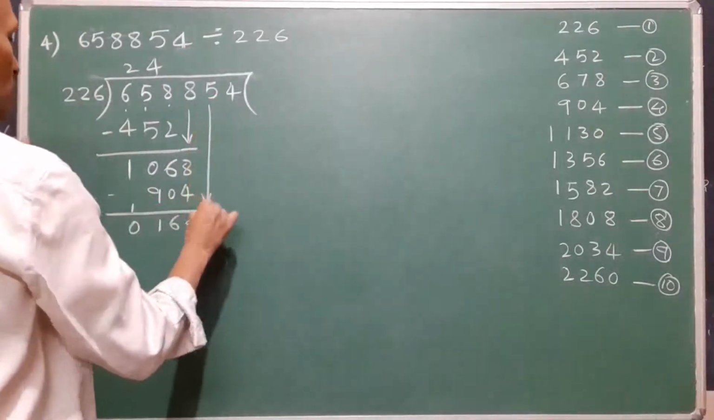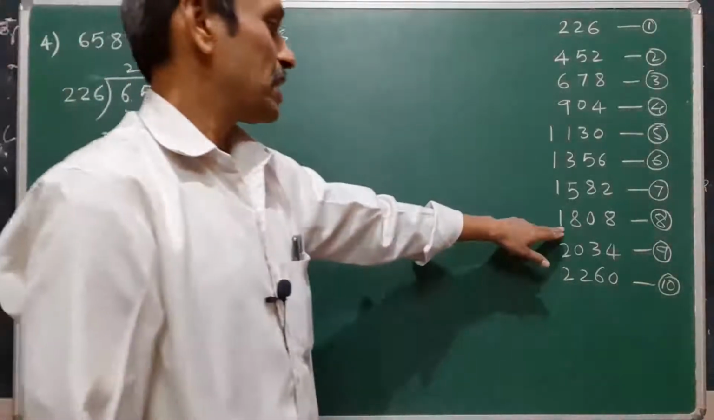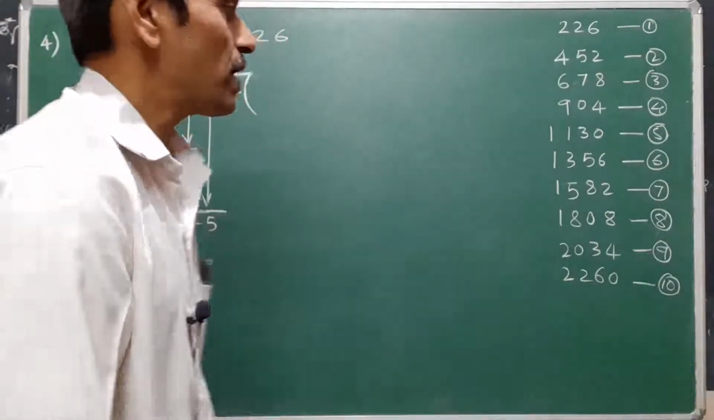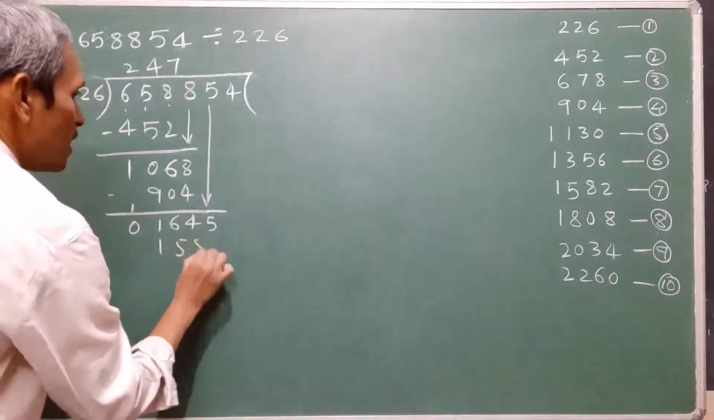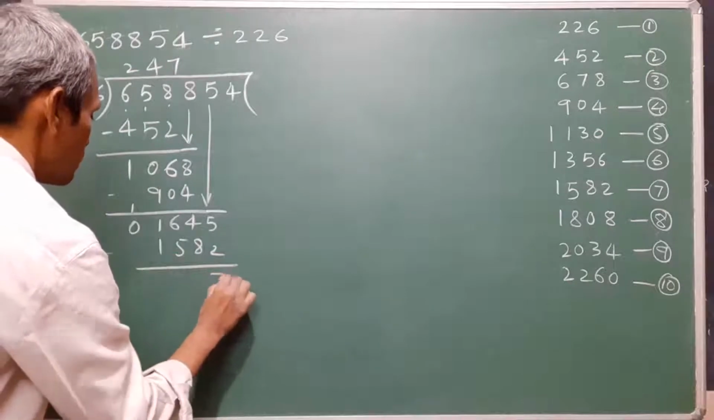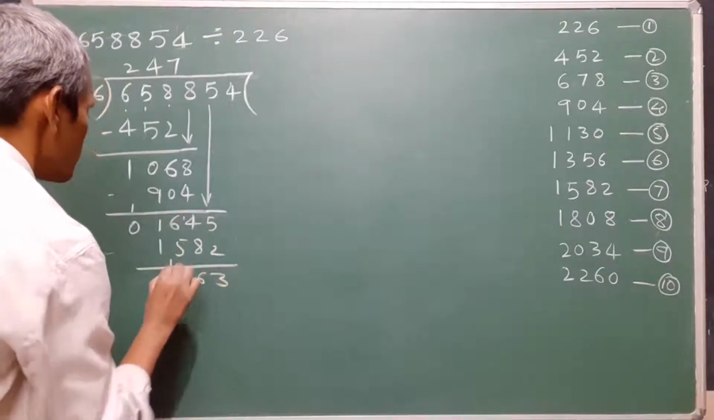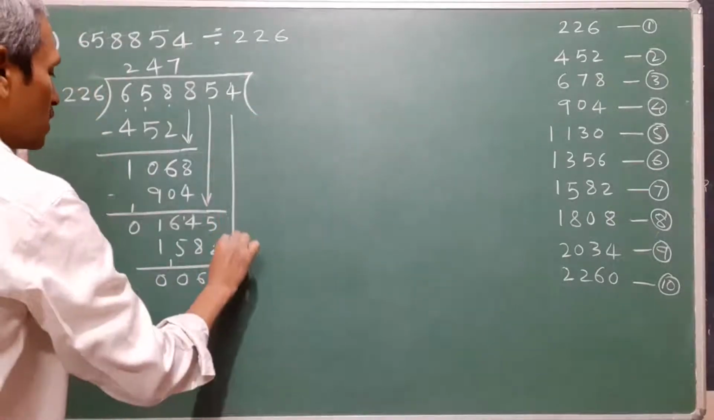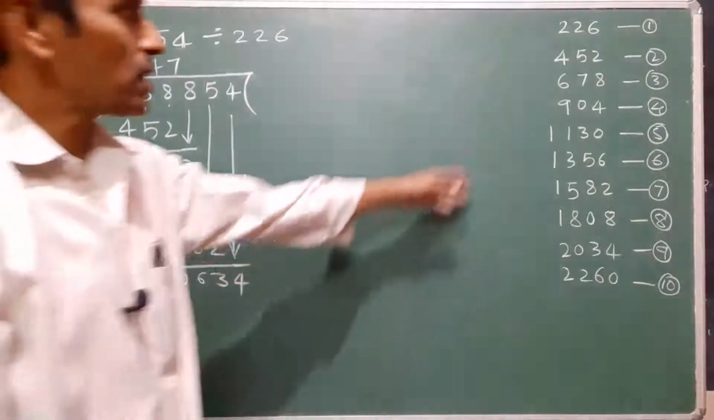Now take this one down and write here 1645. 1808 is there, 1645 is not there. Just less than this one is 1582, that is 7 226s are 1582. Subtract. After subtracting 3, 6, 0, 0. Take the next one down, that is 4, 634. Search for this one.